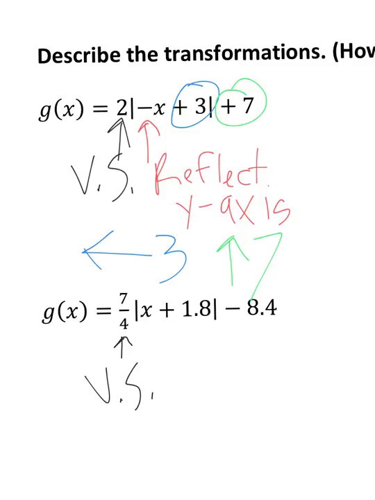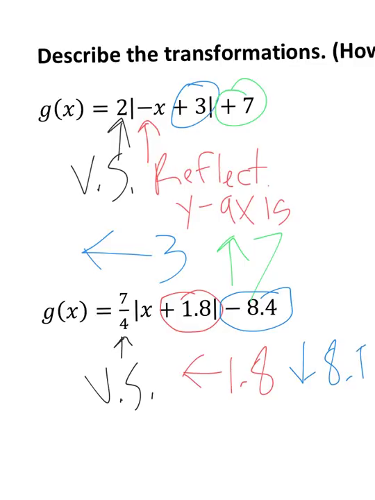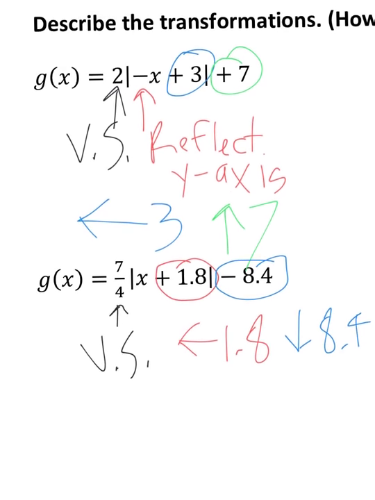but because it's bigger, it's going to vertically stretch again. And then this plus 8, or plus 1.8, excuse me, is going left 1.8. And then what's this minus 8.4 doing? That's going down 8.4. So that's it. Okay, let's keep moving on.